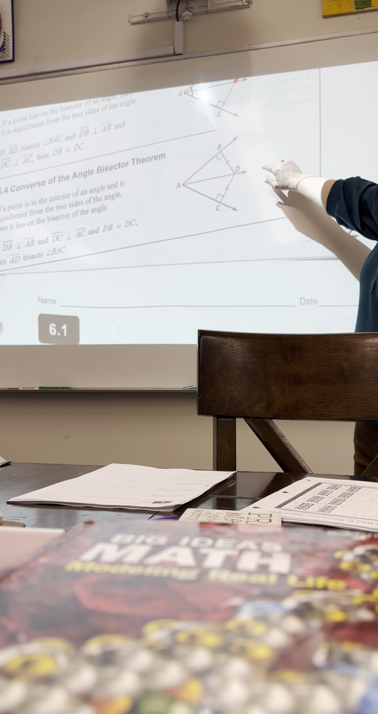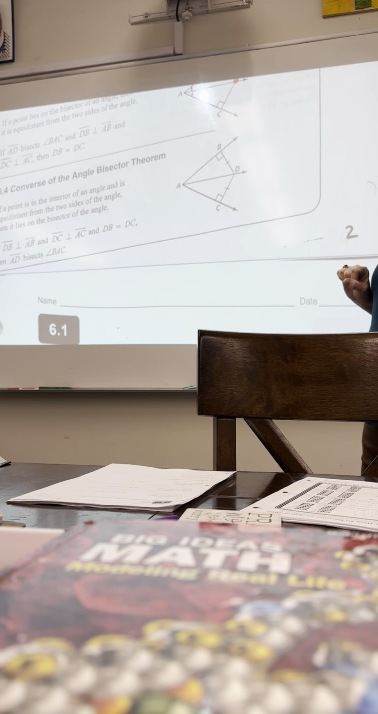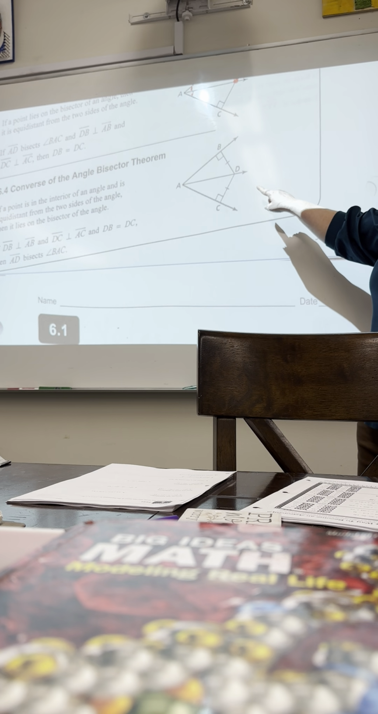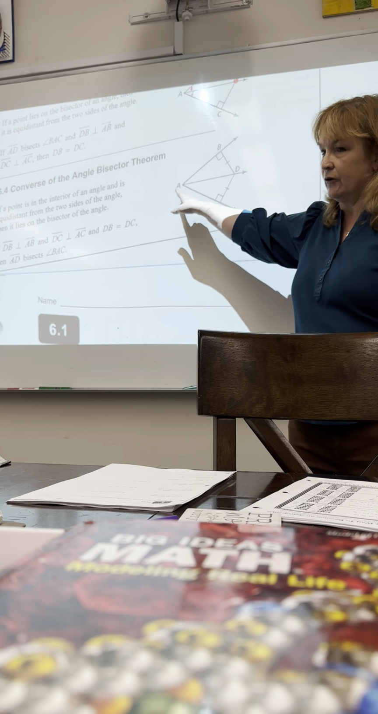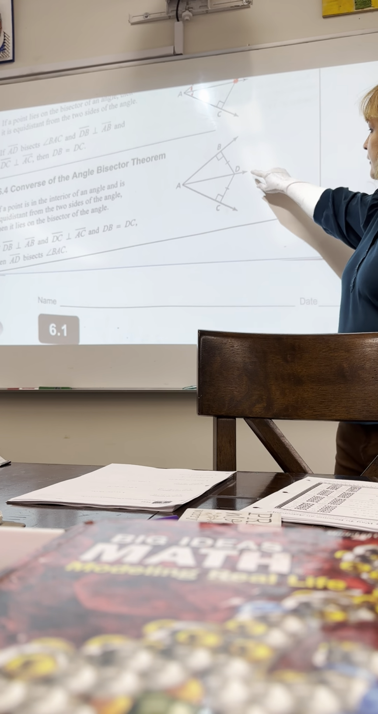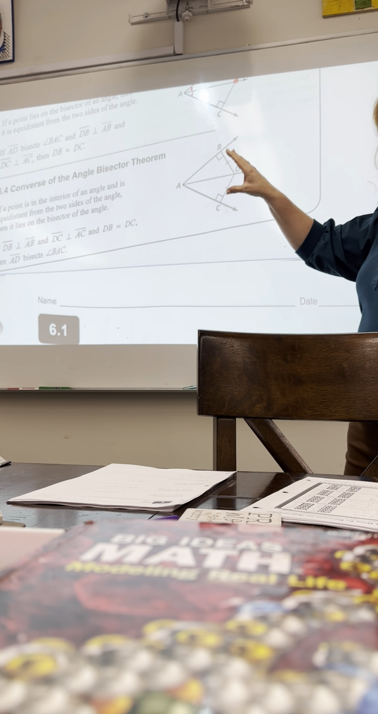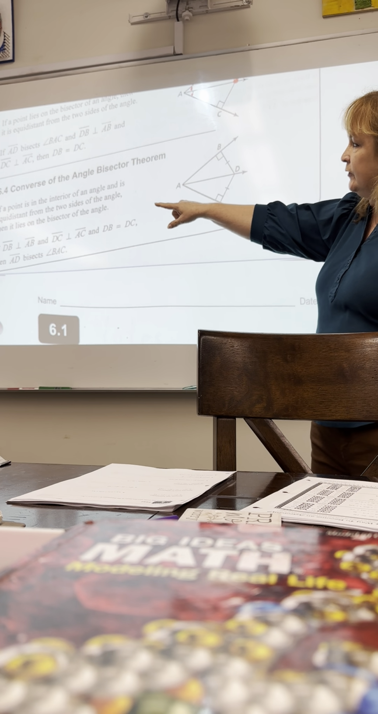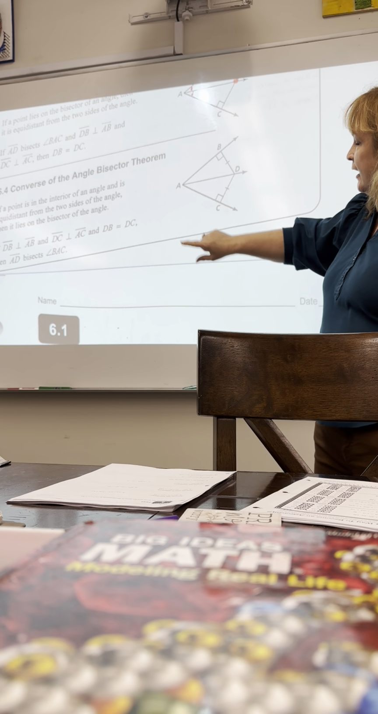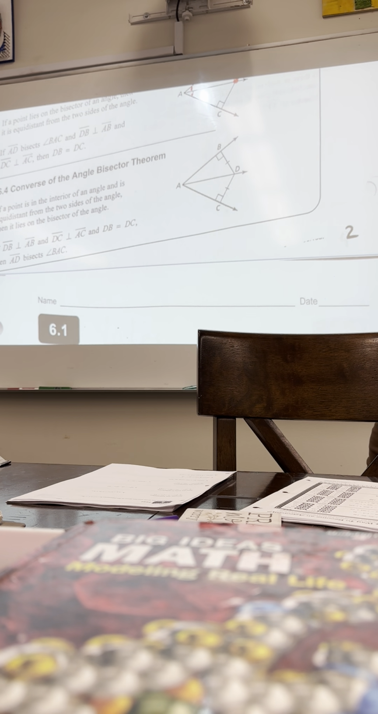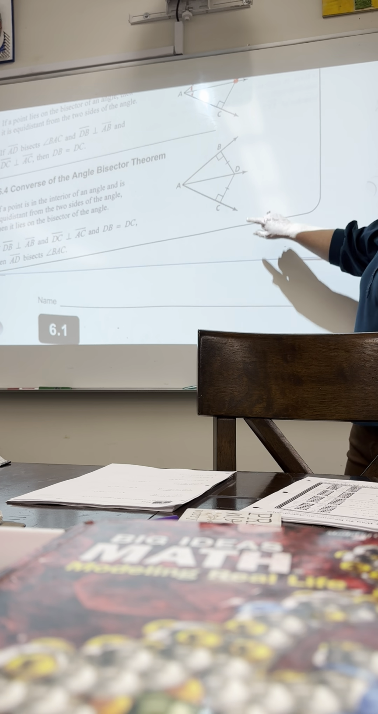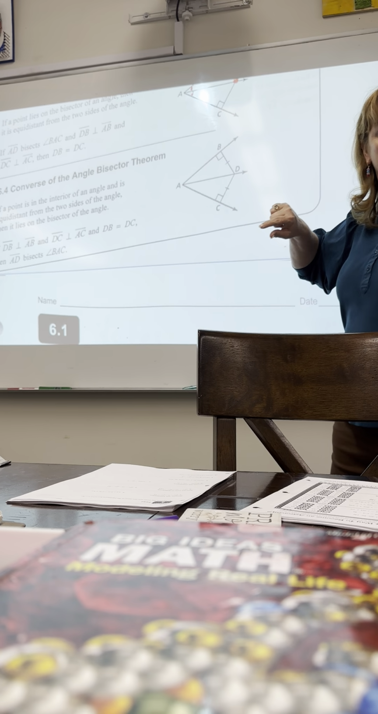Okay, so if a point is in the interior of an angle, what point is in the interior of an angle? A, B, D. A is the vertex, so it can't be A. D is in the opening, in the interior. And is equidistant from the two sides of the angle. What lengths show that it's equidistant? BD and CD. And you know that because of the marks, right?